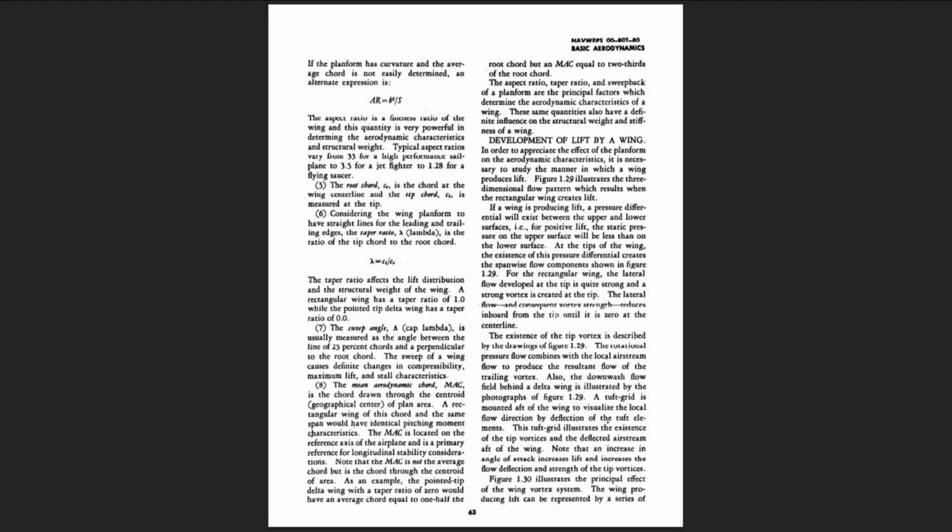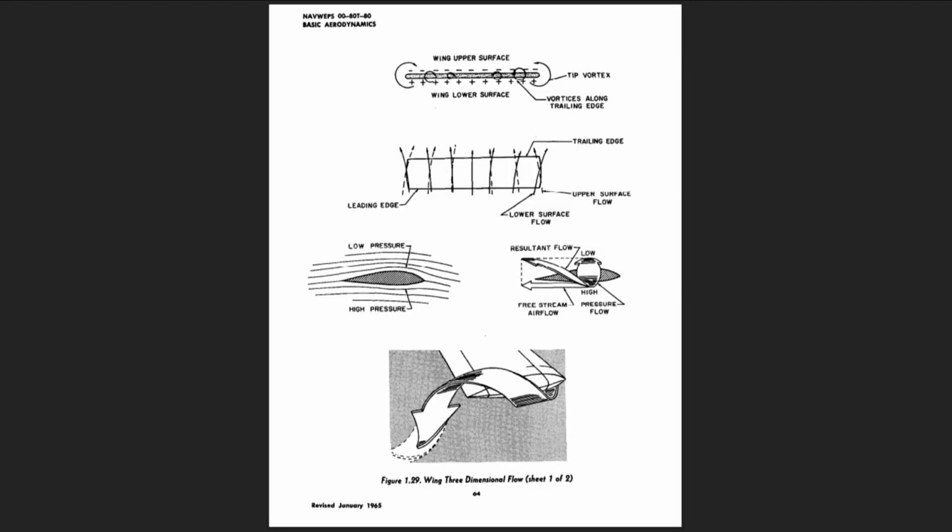Development of lift by a wing. In order to appreciate the effect of the planform on the aerodynamic characteristics, it is necessary to study the manner in which a wing produces lift. Figure 1.29 illustrates the three-dimensional flow pattern which results when the rectangular wing creates lift. If a wing is producing lift, a pressure differential will exist between the upper and lower surfaces, i.e., for positive lift, the static pressure on the upper surface will be less than on the lower surface.